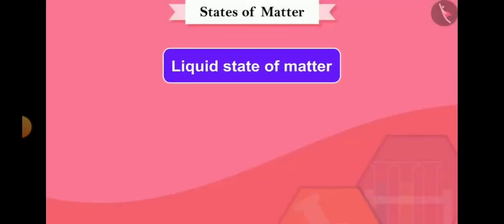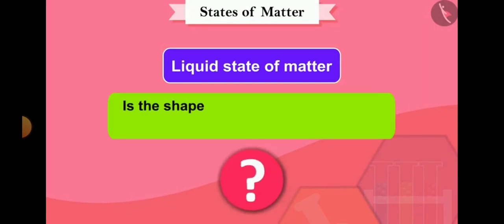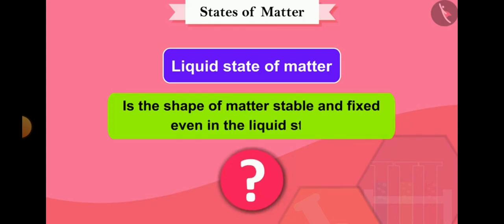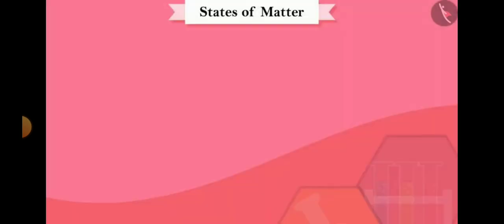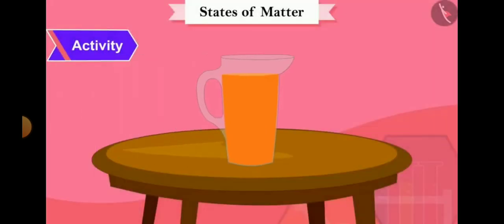Now, let us see the liquid state of matter. Like solid matter, is the shape of matter stable and fixed even in the liquid state? Let's find this out by an activity. There are three different sizes of glass utensils. There is juice in this jug.